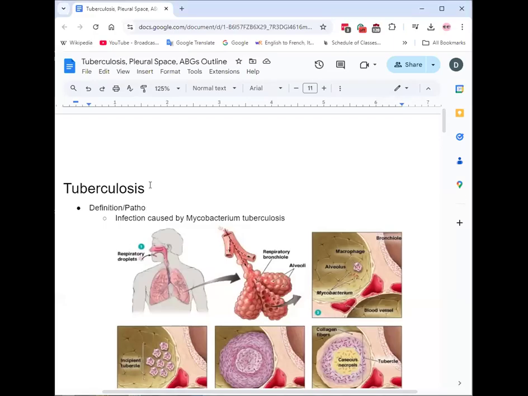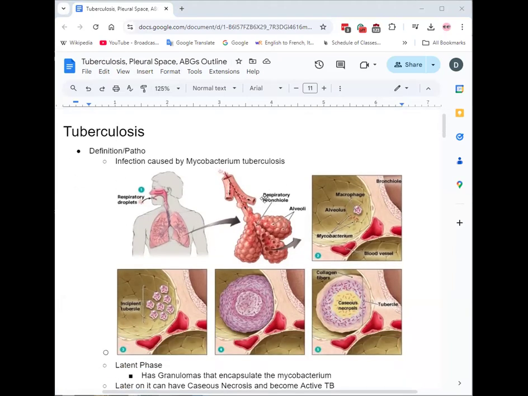All right. So we're gonna cover in this one just tuberculosis, pleural space, and a little bit of ABGs. So this is the next half of it. It should go pretty quickly because it's half of the full lecture. The other half was done yesterday, and the recording is there if any of you missed it. If any of you needs the PDF or doc, just let me know. I can give it to you anytime.